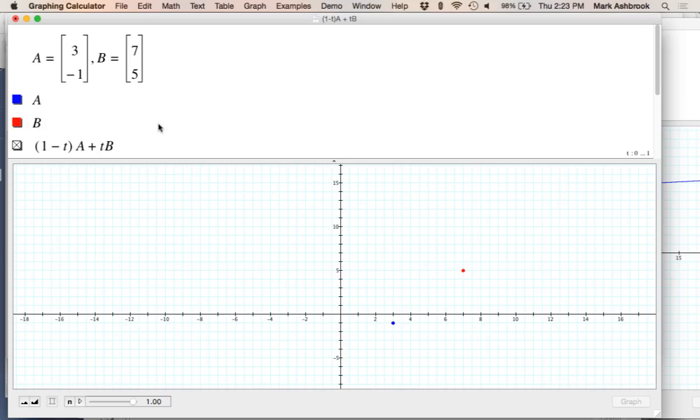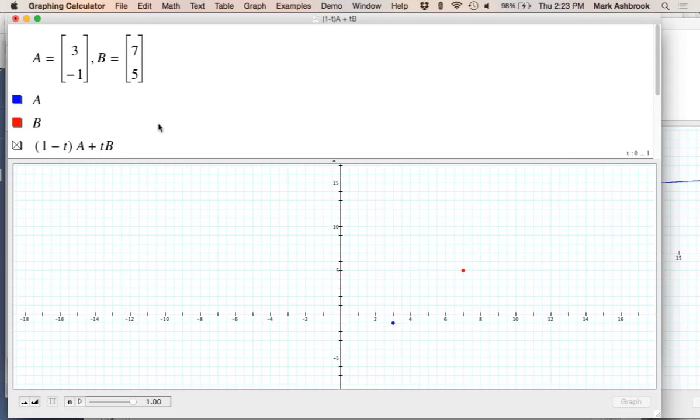Okay? So my question is, don't put this in GC. You have to grapple and investigate without just doing it. So hands off your keyboards. This next line: (1 minus t) A plus t times B.